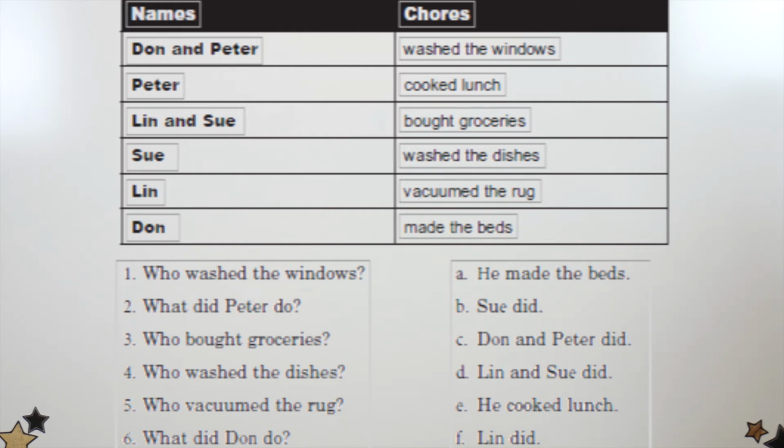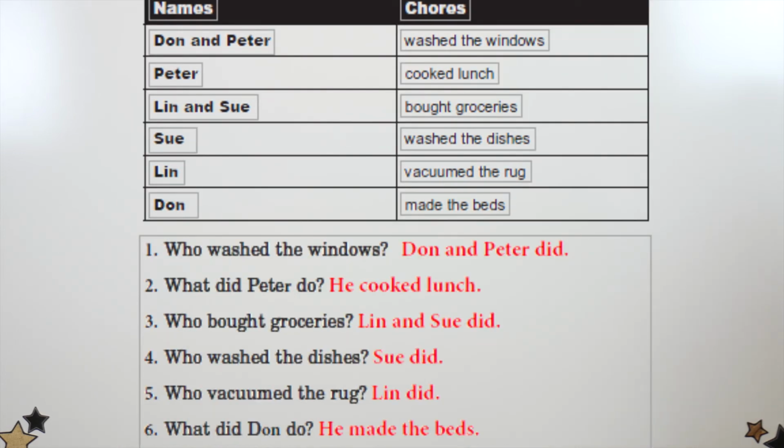Take a look at these 6 sentences and answer them in complete sentences. You can either use their names or the pronoun. Both would be fine. Go ahead and pause this video, write your answers, numbers 1 through 6, and when you finish, turn the video back on and I'll go over the answers. So let's look at the answers.